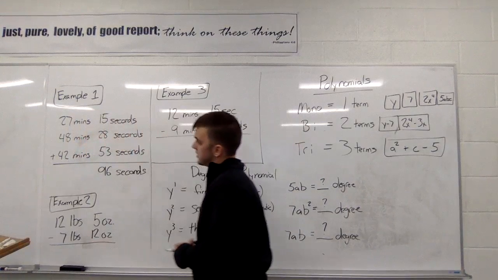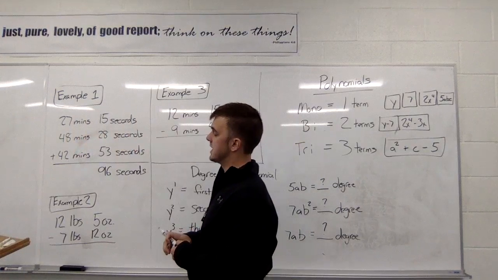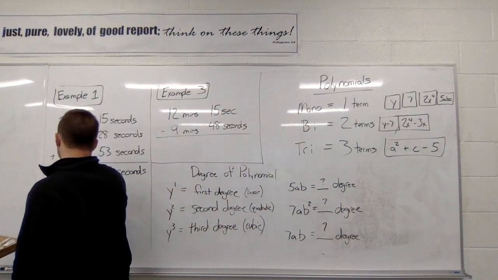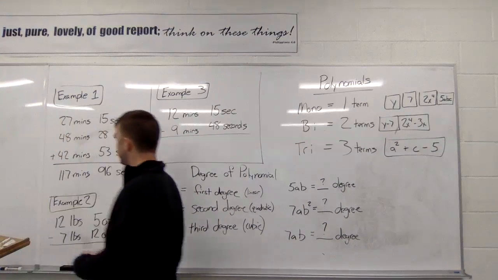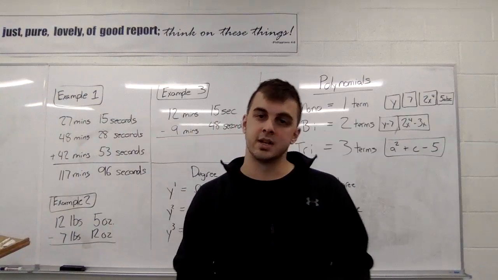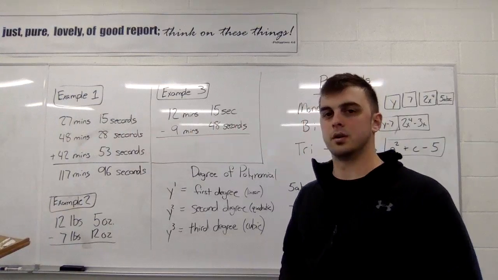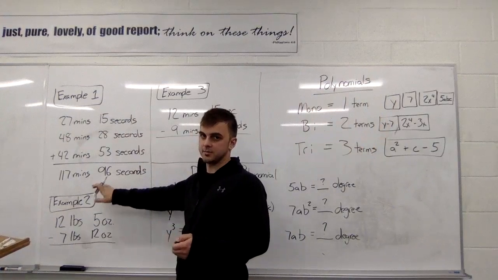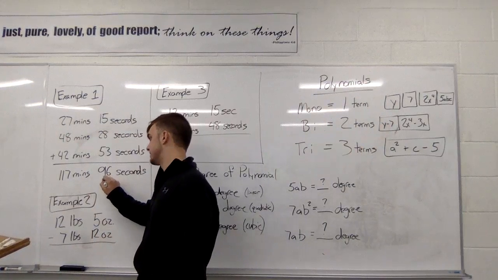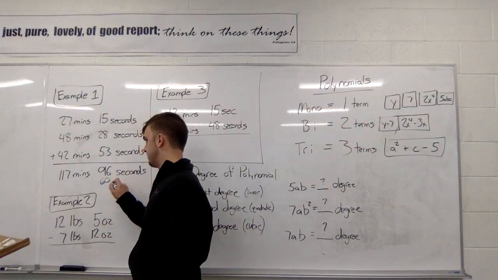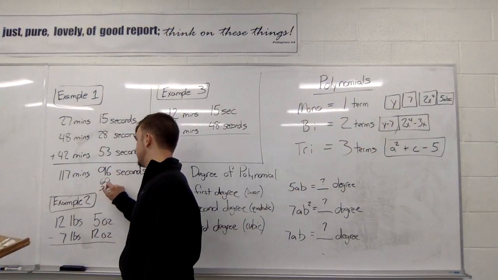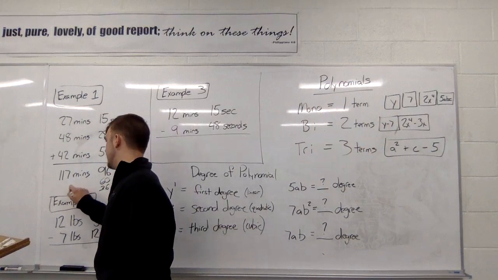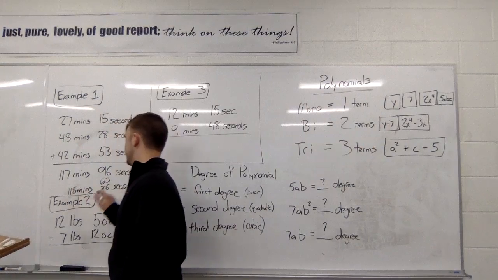And then how many minutes was it total? If you add 27 and 48 and 42 together, you get 117 minutes. Now, you might say, all right, she ran for 117 minutes and 96 seconds. Well, there's a problem because you can pull a minute out of here. How many seconds are in a minute? There's 60. So if you pull 60 seconds out, which is equal to 1 minute, you're left with 36 seconds. So you can pull 1 minute out and say 118 minutes and 36 seconds.